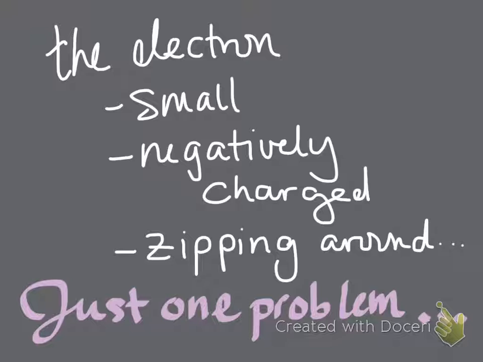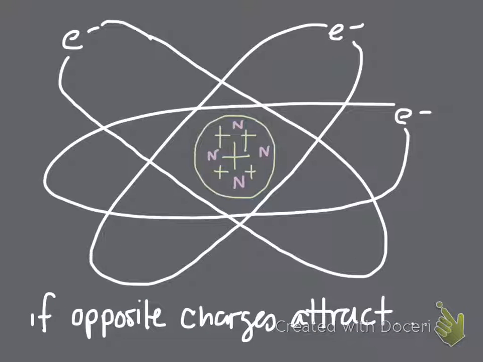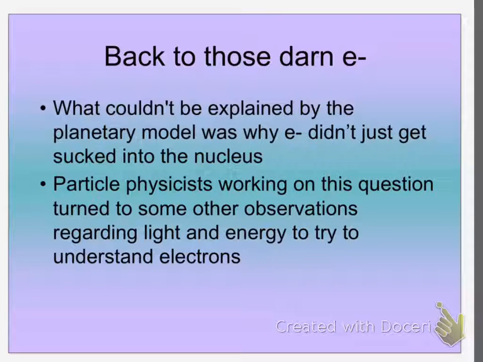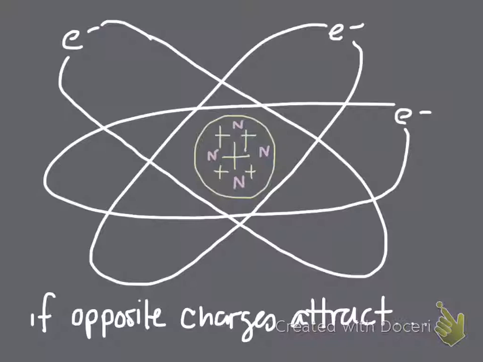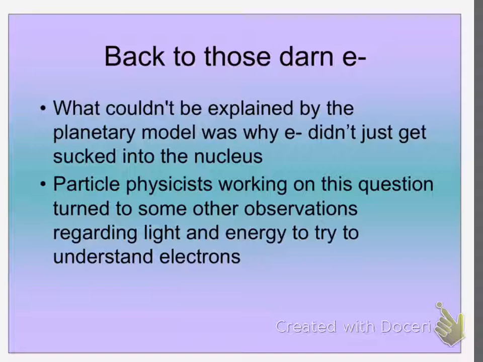Ah, yes, the electron: small, negatively charged, zipping all over the place. There's just one problem. If opposite charges attract, well, yeah, this was a problem for particle physicists. The Rutherford model of the atom had those beautiful little electrons zipping all around the positive dense nucleus. But what particle physicists couldn't figure out is why the electron didn't just get sucked right into the nucleus.